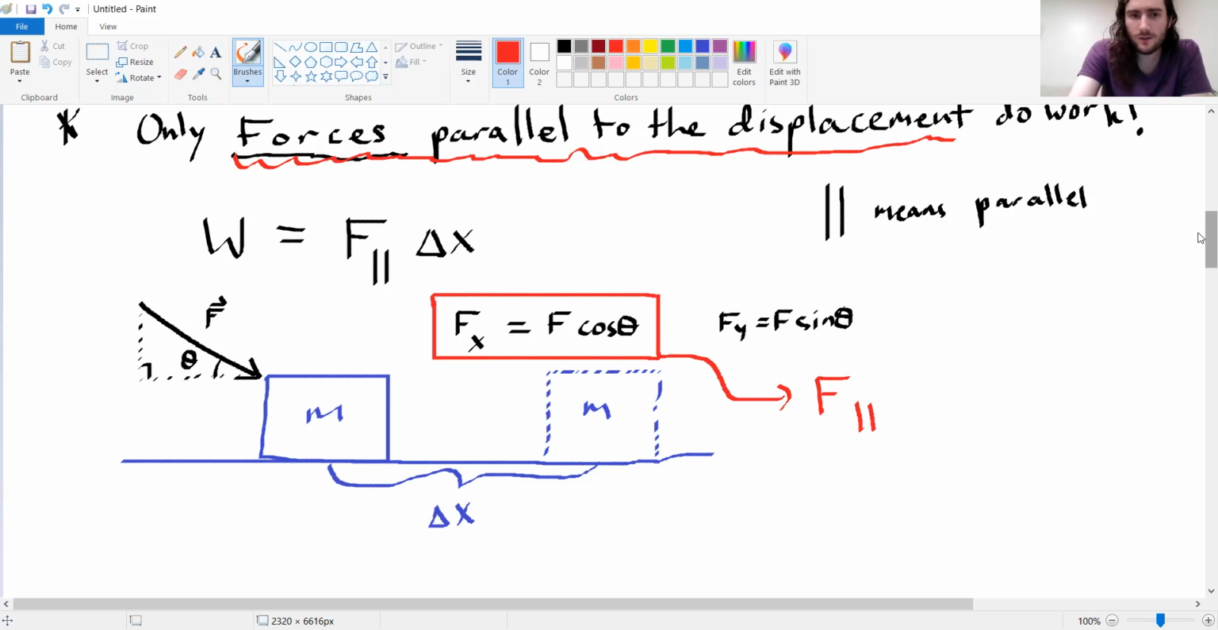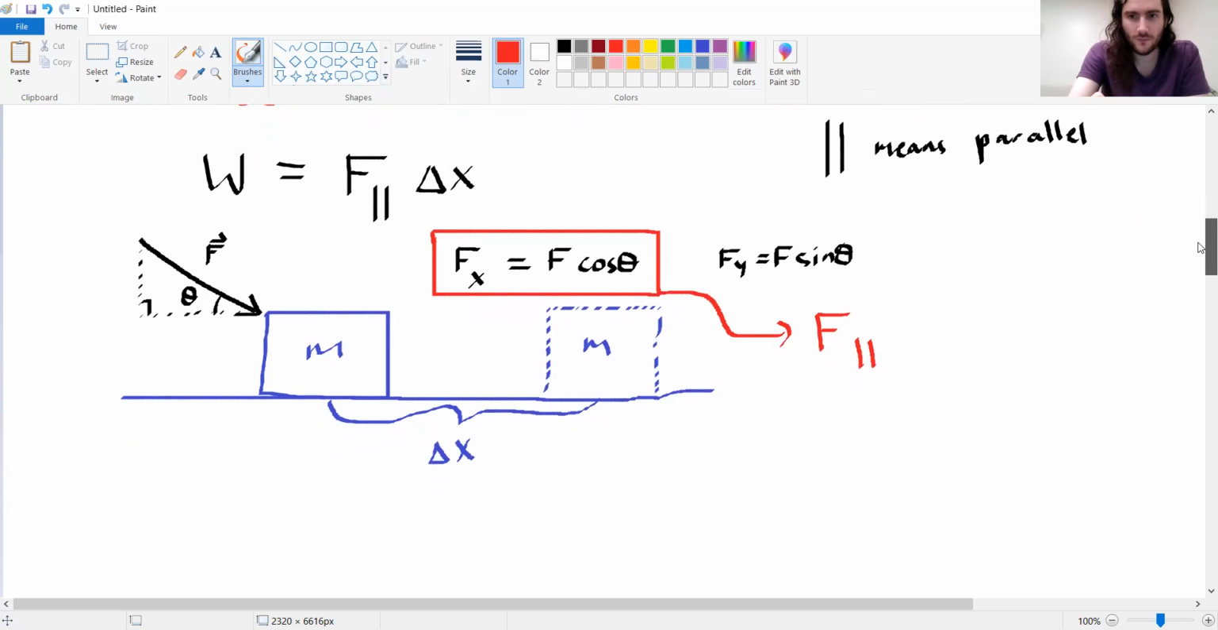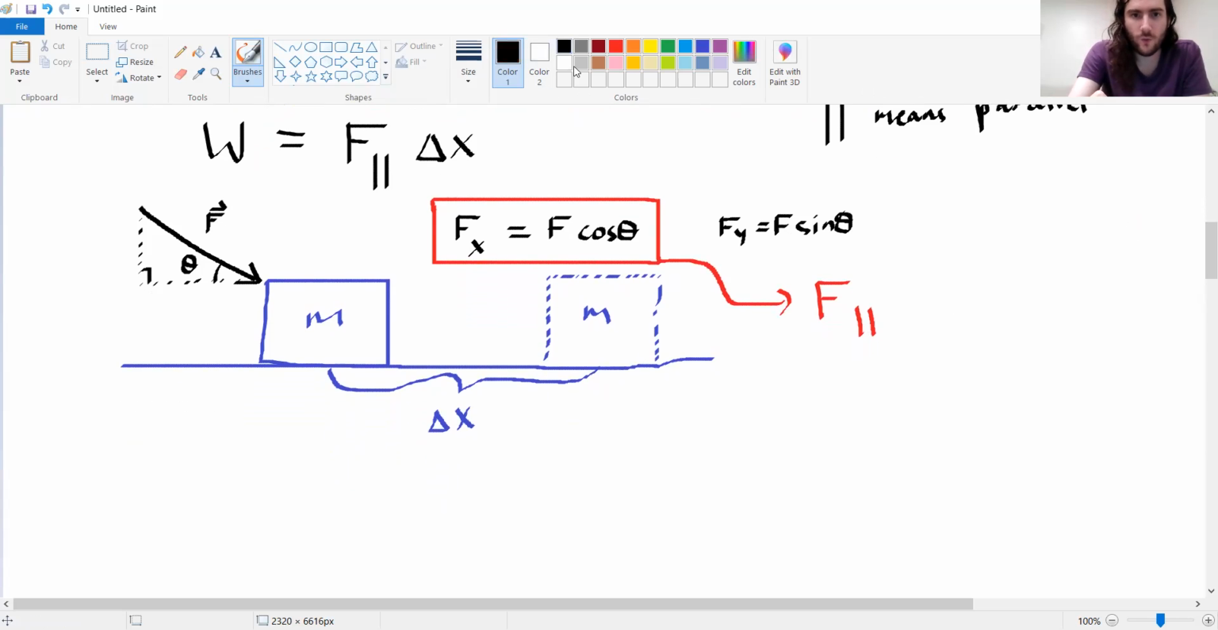And so now if we want to, again, change how we write down the formula for work to account for the fact that we could have a force coming in at an angle, we could say, instead of the parallel component of the force, we could say F times cosine of theta times delta x. Right?